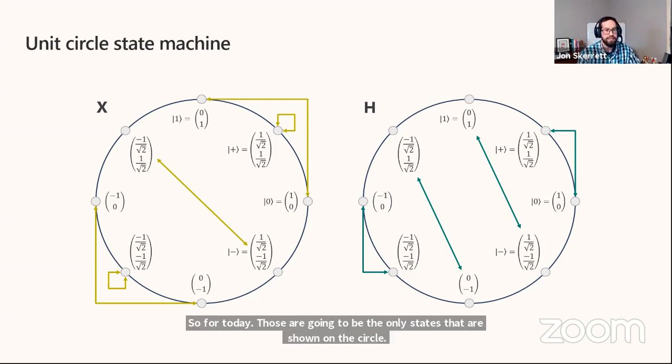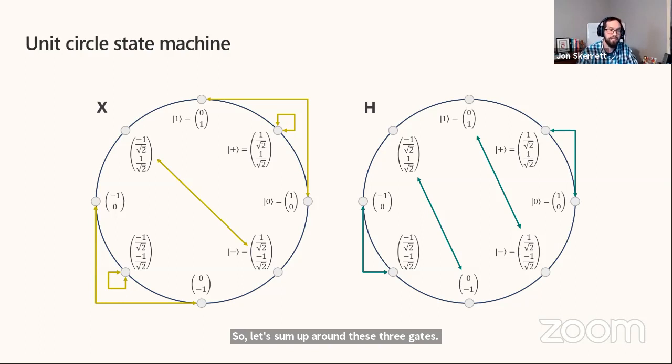So let's sum up around these 3 gates. The X gate, the Hadamard gate, and the Z gate. You can see the X gate changes 0 to 1 and back to 0. You can see it preserves the plus state. And the minus state, it converts to the state with a different minus phase, so all the way to the other side of the circle. And the Hadamard gate converts the 1 state to the minus state and the 0 state to the plus state, and vice versa for all of these.